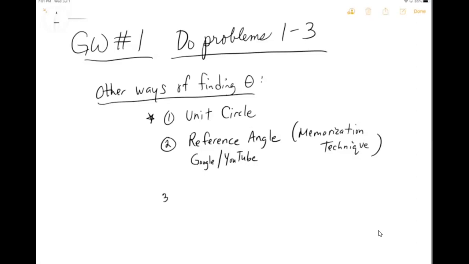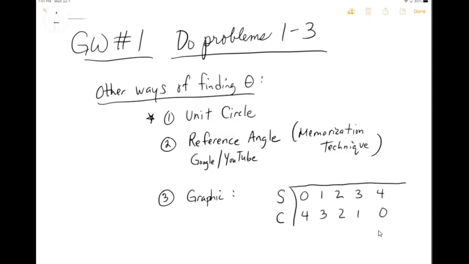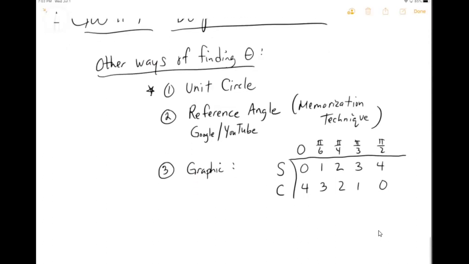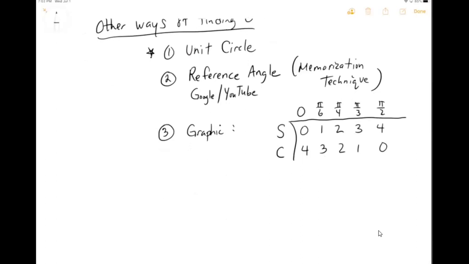All right, and a third way, which kind of goes with reference angle also, is this little graphic that looks like this. And maybe some of you have seen it. So that's a square root, all right? And of course you have an S and a C, which stand for sine and cosine. And then on top are the angles, 0, pi over 6, pi over 4, pi over 3, and pi over 2. This is a quick little handy way of remembering sine and cosine of certain angles. And then all this also gets divided by 2.